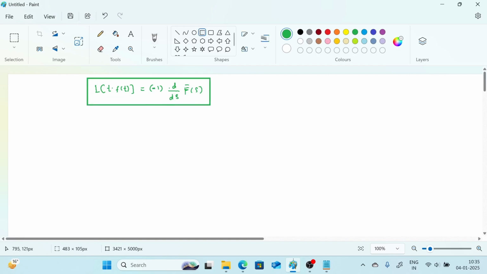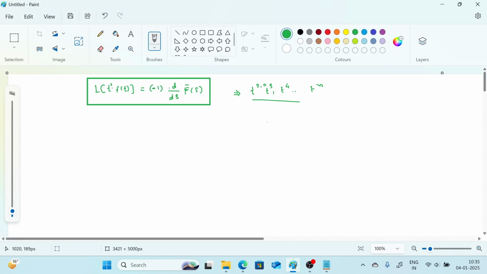Now if you want to solve a problem where the power of t is 2, or 3, or 4, or n, what are you going to do? Because we have the value for power 1, t raised to power 1, you are going to apply this term, minus 1 into d by ds of f bar of s. Then what will you do when you receive such examples? It's simple, I will tell you the logic, no need to worry.